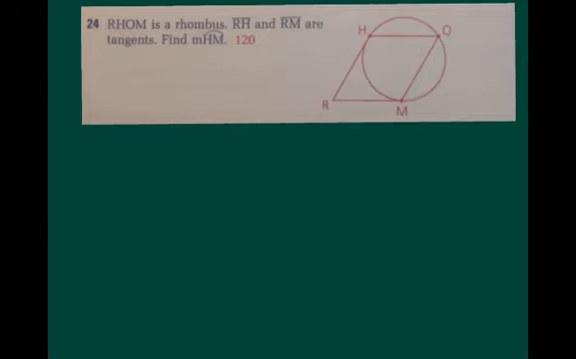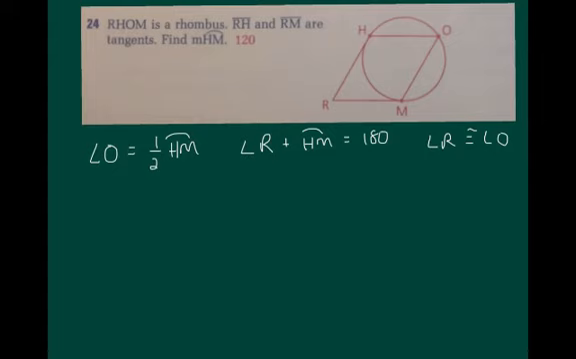Okay, number 24 on page 484 causes trouble every year too. So let's take a look at it. It tells us that RH and RM are tangent to the circle, and they want us to find the length of arc, or I'm sorry, the measure of arc HM. Now there are three important facts to consider.